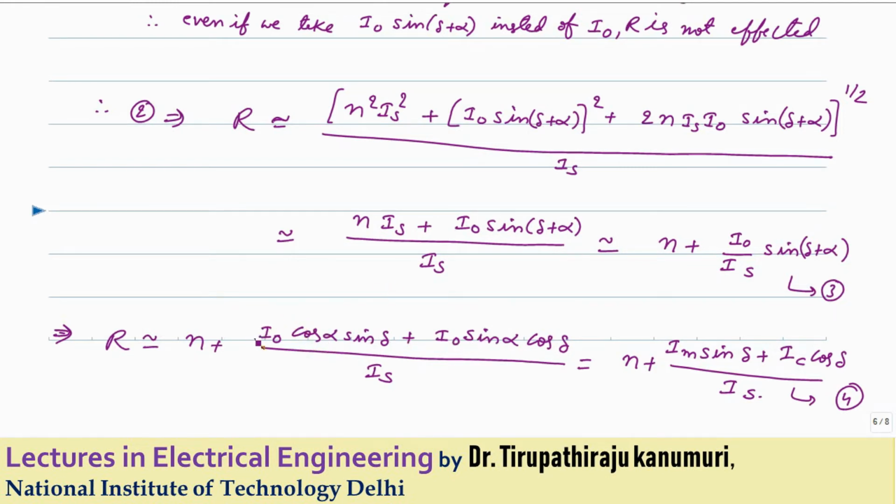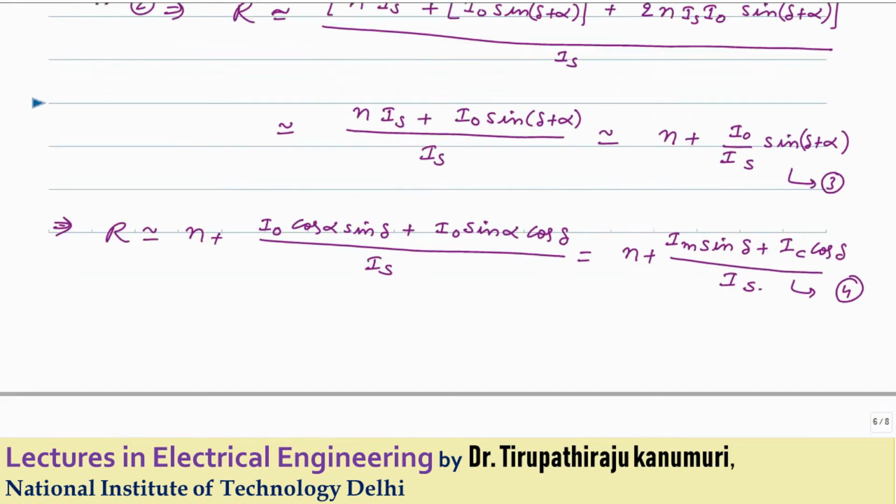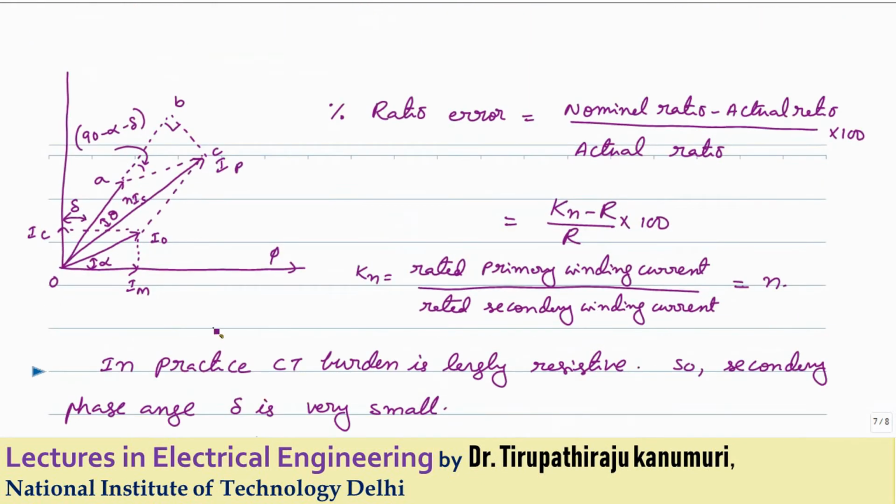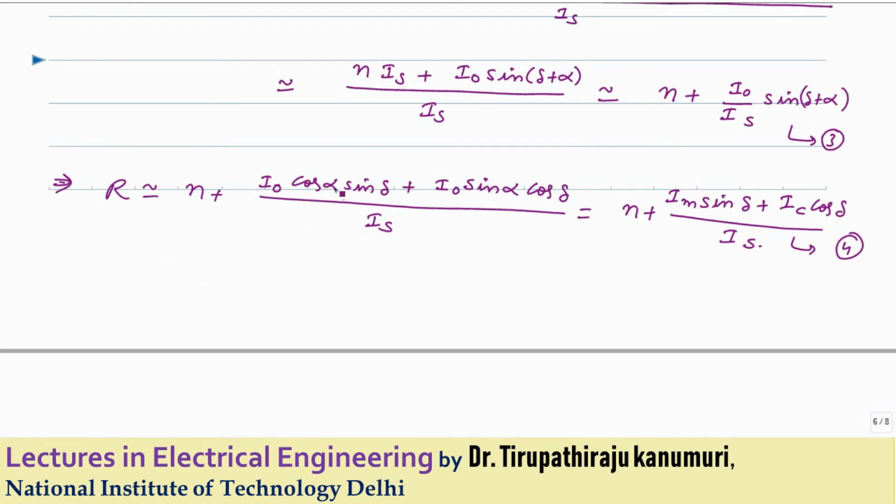We know the value of I naught cos alpha. You can see the diagram here. This I naught cos alpha, where this is alpha, becomes the magnetizing component. Similarly, I naught sin alpha will become the core loss component. So I can replace those terms. I naught cos alpha I can replace with the magnetizing component of current Im, and I naught sin alpha I am replacing by the core loss component Ic. So finally this ratio comes as n plus Im sin delta plus Ic cos delta divided by Is.